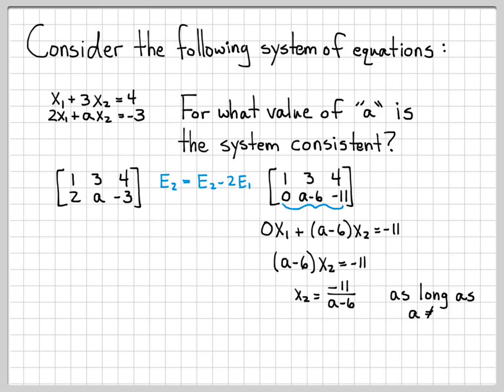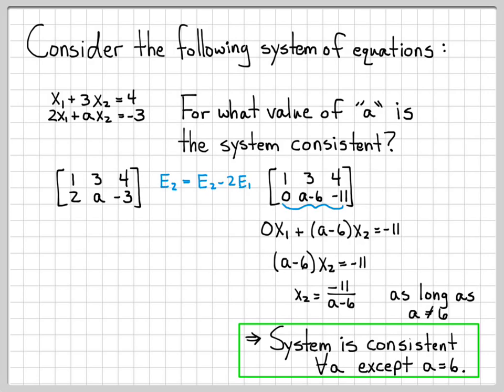Both of those conditions tell me that as long as a is not 6, I'm okay. As long as a isn't 6, this factor won't be 0, and I won't be dividing by 0 here. So this system will actually have a solution for all a, and this is the symbol for all a, except when a is equal to 6. When a equals 6, things fall apart and I have a contradiction, but for any other value, I'm okay. So we've answered the question. This system of equations is consistent. It has a solution for any value of a except for a equals 6.